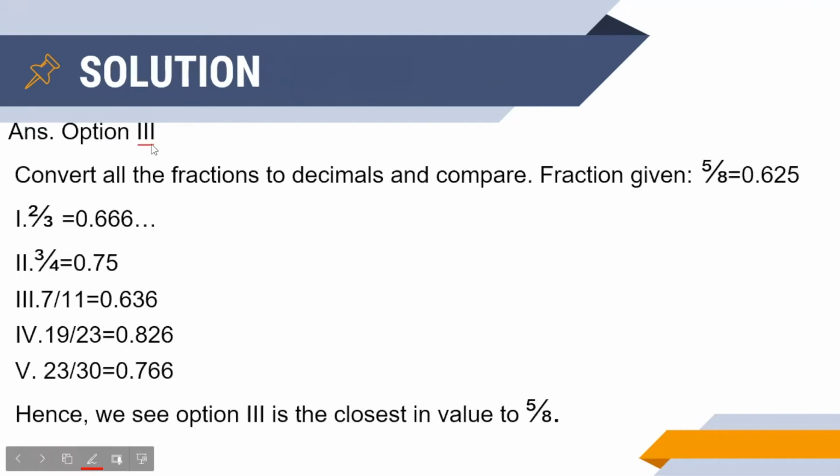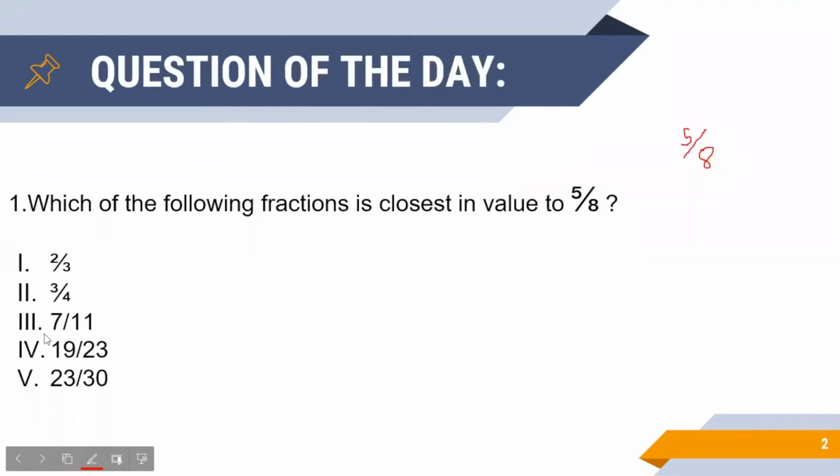As you can see, the correct answer is option 3, that is 7 by 11. So how did we arrive at this particular answer? Now, for questions wherein there are fractions with different denominators, the most convenient method to compare them is by converting them into their decimal forms and then comparing the decimal forms.